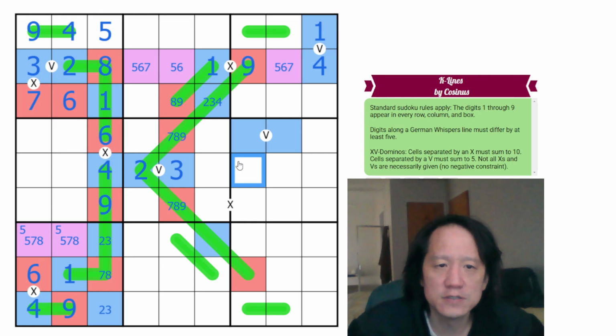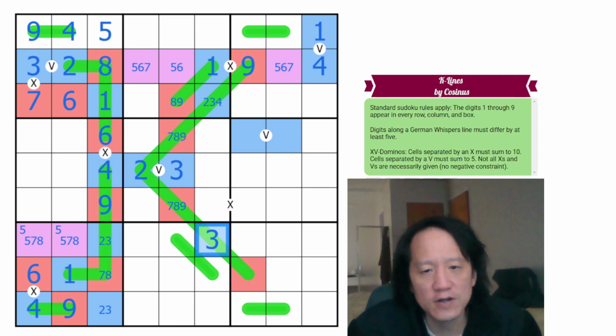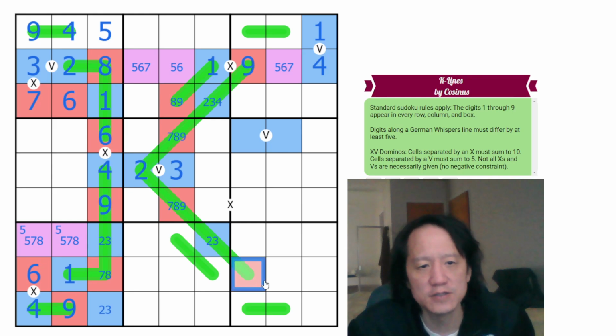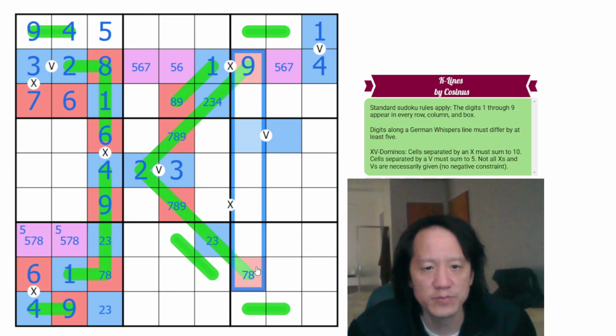Let's see, what else do we have here? This could be 2, 3, or 4. Because again, well, this can't be 9, so this cannot be 4 then. So this is 2 or 3. This has to be 7 or 8, because it can't be 6 or 9 by Sudoku rules.